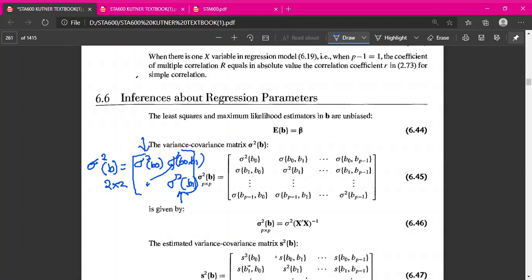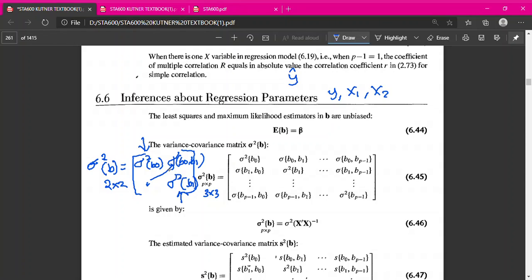Right, so in multiple linear regression, your variance-covariance matrix will be P by P, which is the number of parameters by number of parameters. So let's say we have one y, we have x1 and also x2, so we have two independent variables. So we deal with multiple linear regression. So our covariance matrix will be 3 by 3. The number of parameters will be 3.